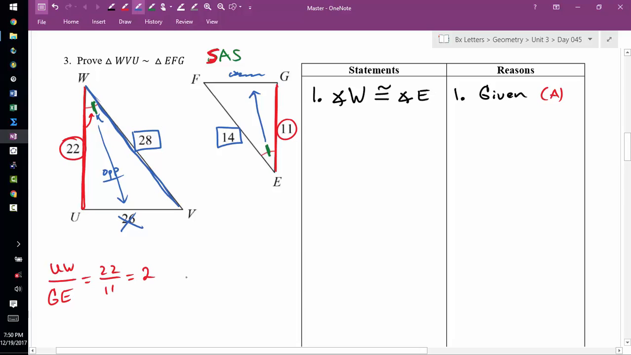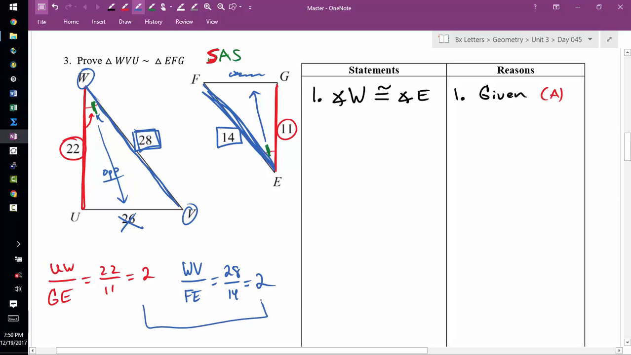And then the other one is going to be that 28 and 14, which is also 2. So it's going to be side WV, divided by the corresponding side FE, from F to E. And that would be 28 over 14, which is 2. And you can see they're proportional. They're equal ratios, right? This ratio, this fraction, has a value, and that value is equal to the corresponding ratio. That's proportional.